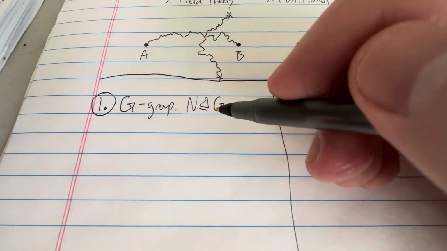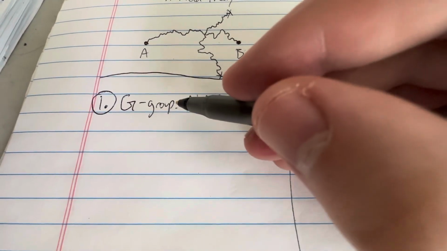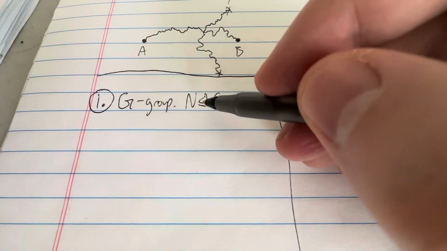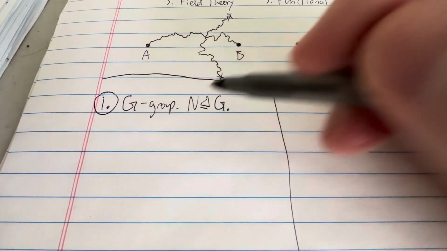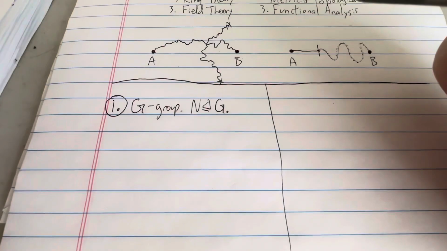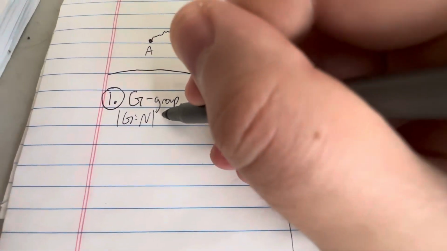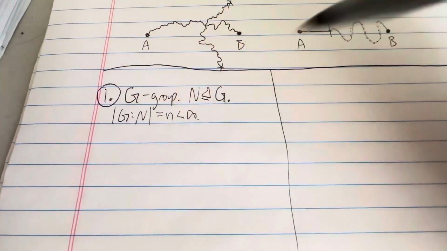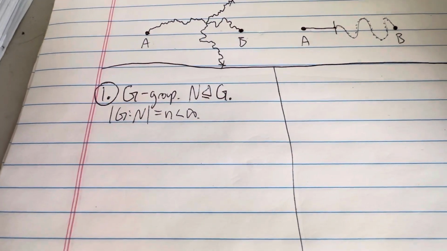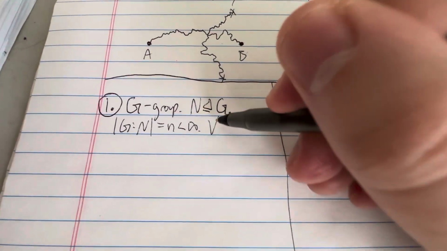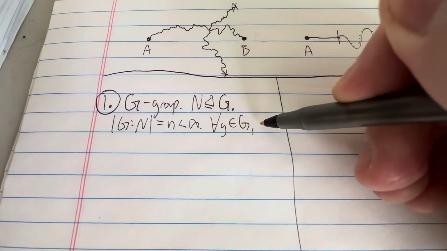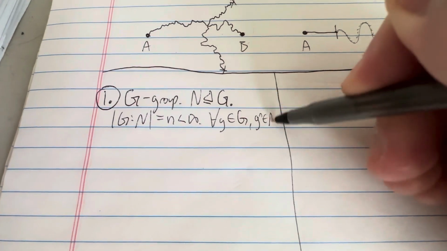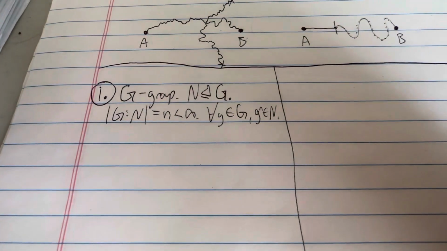But normal basically means if I multiply on the left side of N, it's the same as multiplying on the right side of N. Again, you do need to know the terminology. And then we also assume that the index of N in G is equal to n, finite. And we want to prove the following statement: for any g in G, g to the n is an element of N. So that's the claim that we want to show.